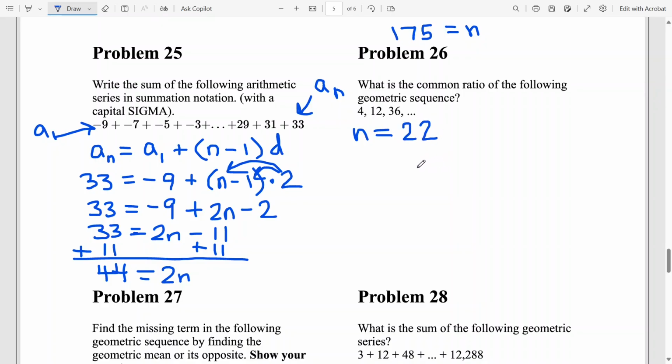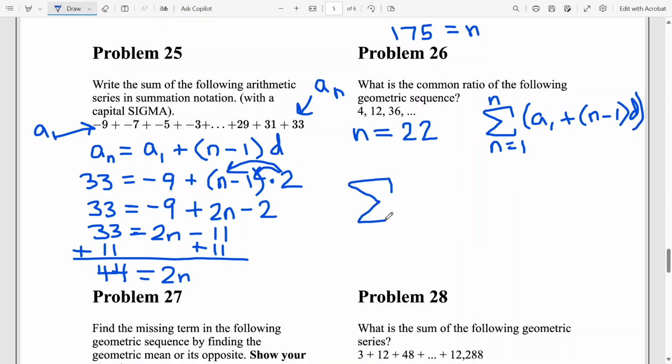All right. So our general form for summation notation, we have this uppercase sigma. I know everyone likes that. So we start at n equals 1. We go to whatever n is. And we have the first term a sub 1 plus n minus 1 times common difference d. So that's the form we're going to write. So we're going to create our sigma here, a nice big sigma. We'll say n equals 1.